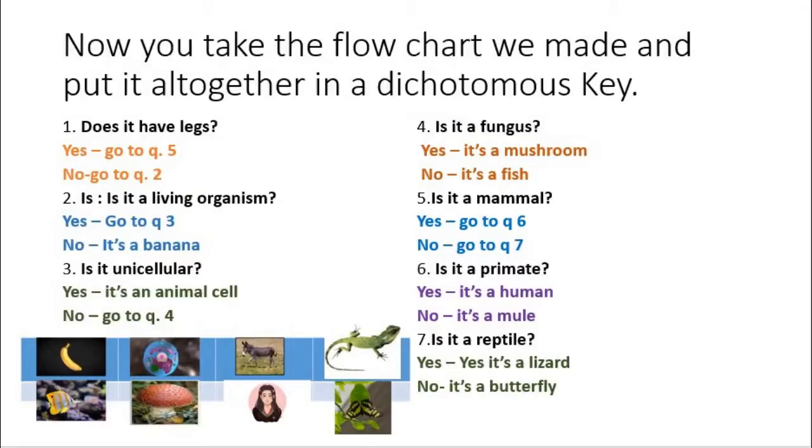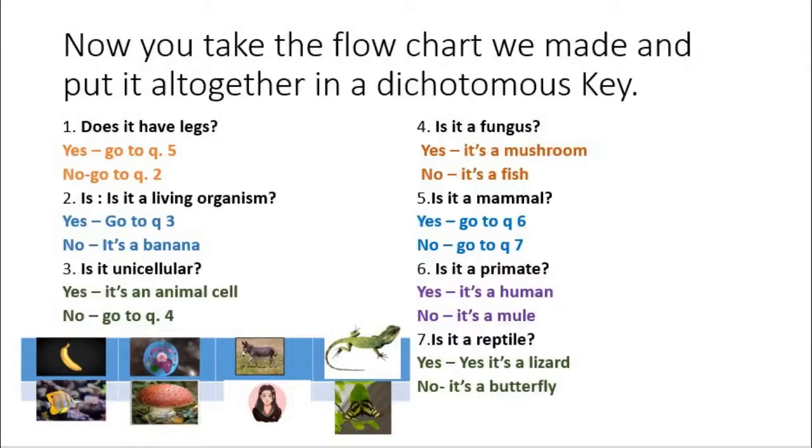Okay, now we can take the flow chart we made and put it together into a dichotomous key, where we could take any one of our 8 original organisms and follow it through and name them, even if we didn't know what they were. So I'll start with one organism and just follow it through. So I'm going to take the fish. Does it have legs? Well, no, it doesn't have legs, so I'm going to go to question 2.